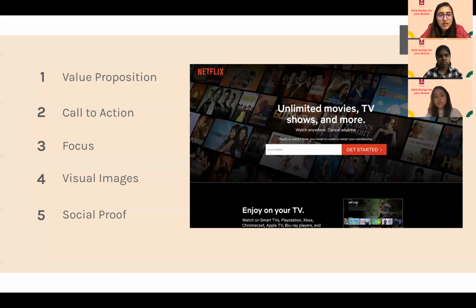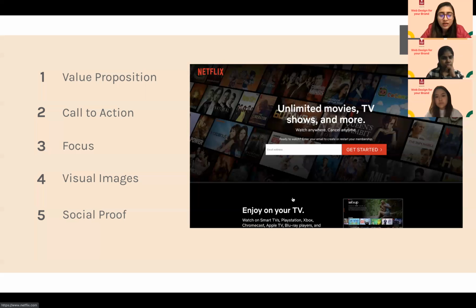The second one is the call to action. So when your users land on your website, what is the first action you expect them to do? Where should they go? There should be a call to action. And here the call to action is the big red button that says get started. And this is how people can sign up to Netflix.